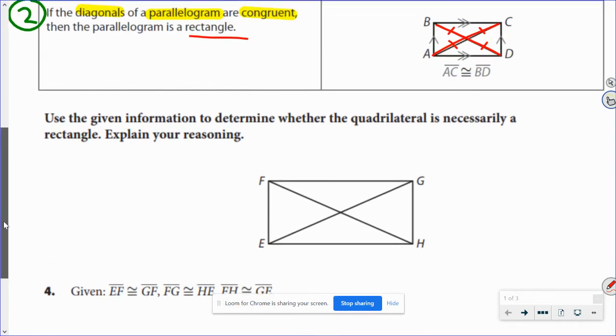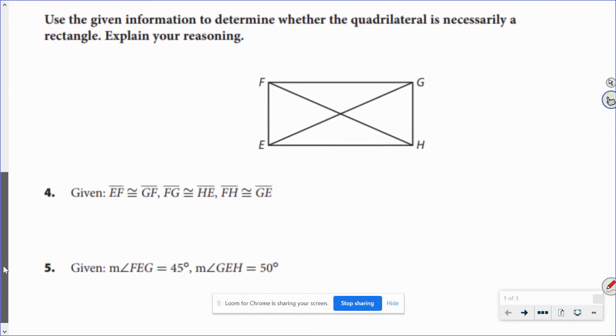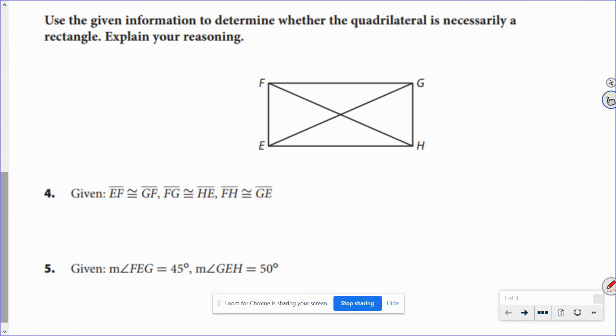So using those, can you determine whether the quadrilateral in this information down here is necessarily a rectangle? Prove it's a rectangle and explain your reasoning. Well, let's see what's being provided. Number 4 says we have EF is congruent to GF, FG is congruent to HE, okay, and FH is congruent to GE. All right, so this diagonal is congruent to that diagonal. These are the diagonals. All the other sides I already went ahead and marked. So, does this prove it's a rectangle?